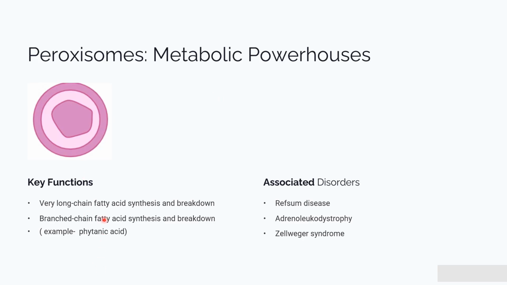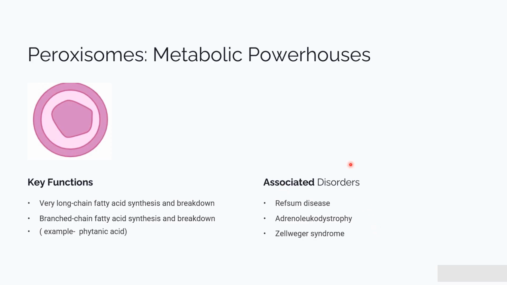So we already know that beta oxidation of fatty acid happens in the mitochondria. So what is the role of peroxisomes here? Peroxisomes will result in the beta oxidation of very long chain fatty acids. So the fatty acid will be oxidized to a certain level. After that, it can be directed to the mitochondria.